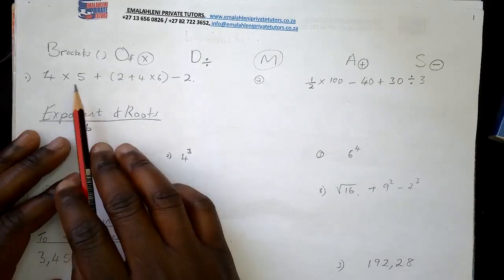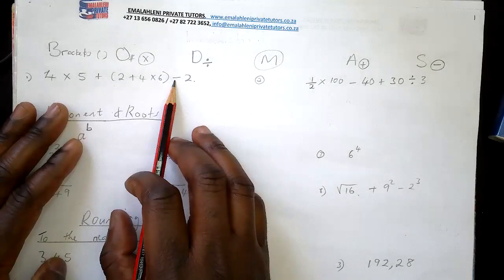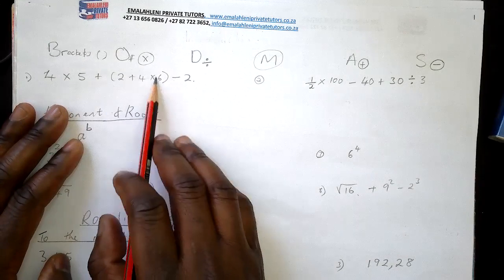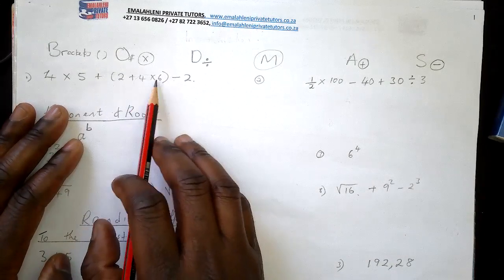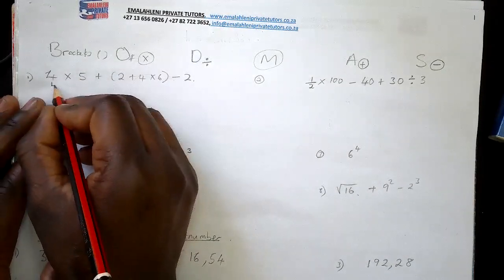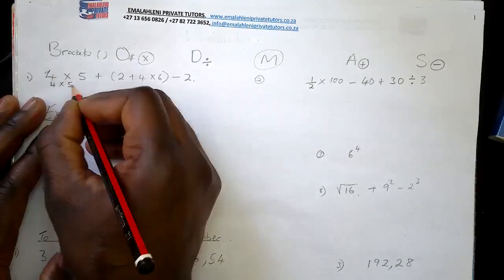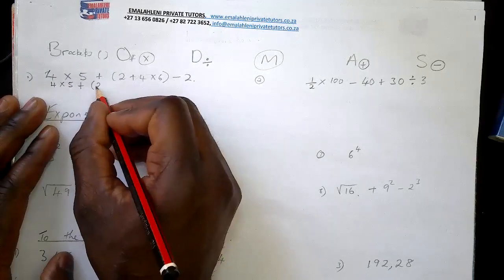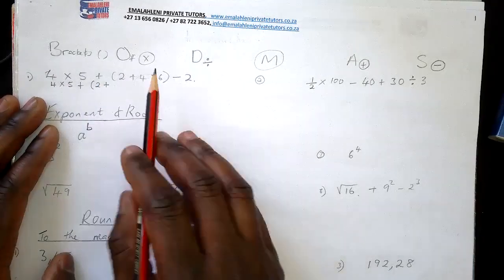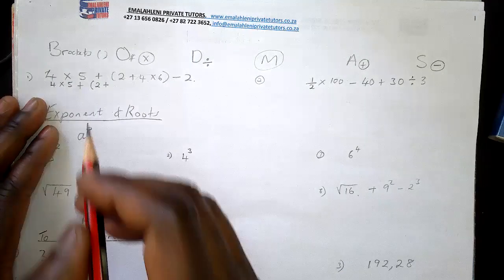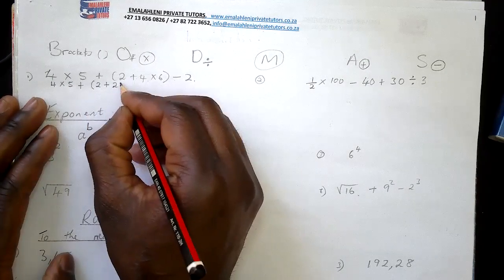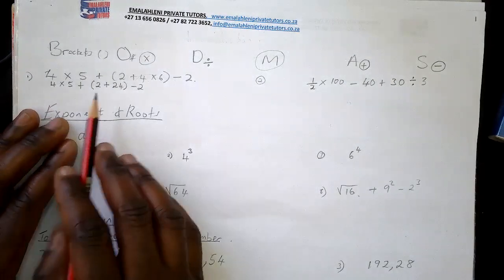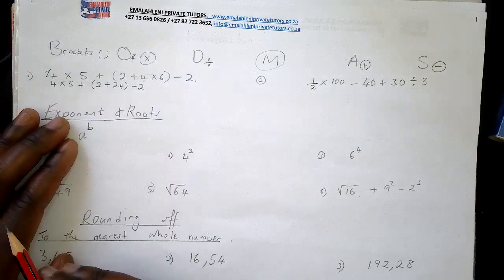Now, for example, here we're given this problem. What we should focus on first is to remove the bracket. But inside the bracket, we see that we need to multiply first. So it's going to be 4 times 5. Now in our bracket we have 2 plus, and we need to multiply first: 6 times 4 is going to give us 24, minus 2. Then from there we need to add and find what is in the bracket.